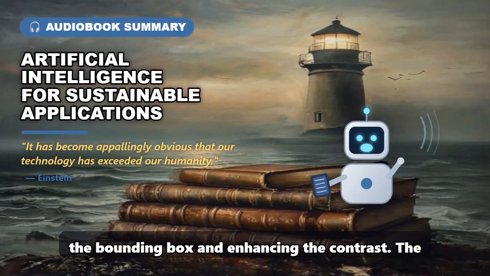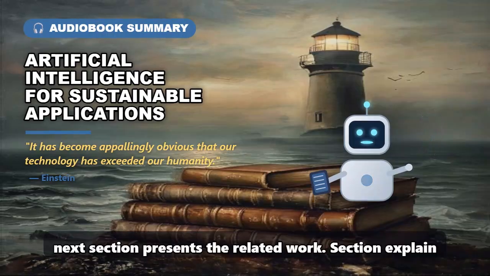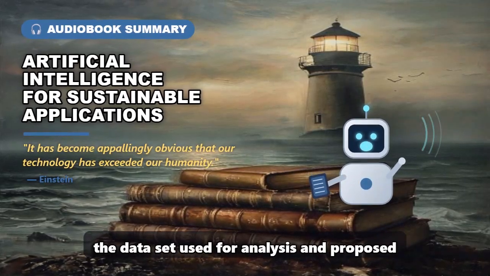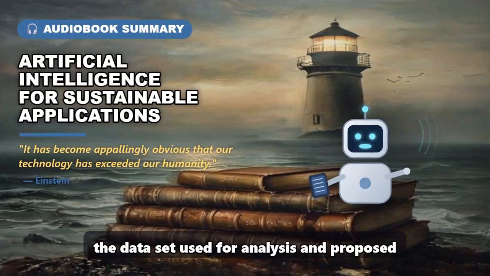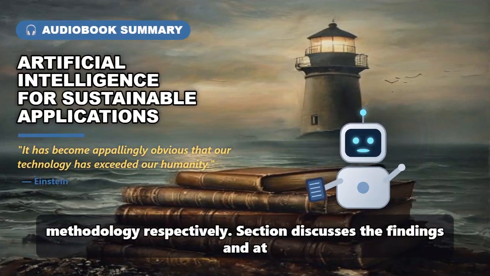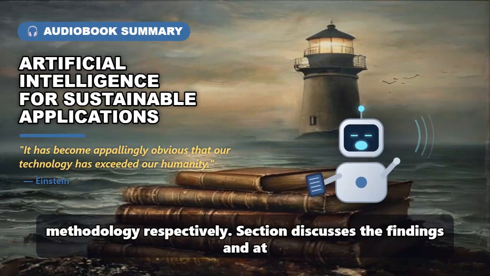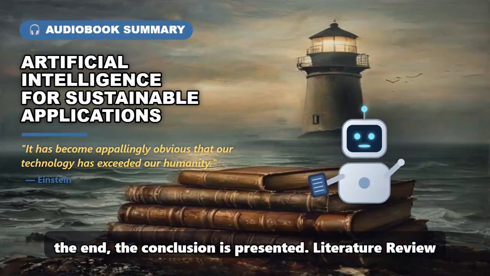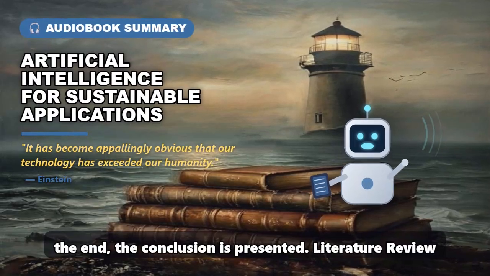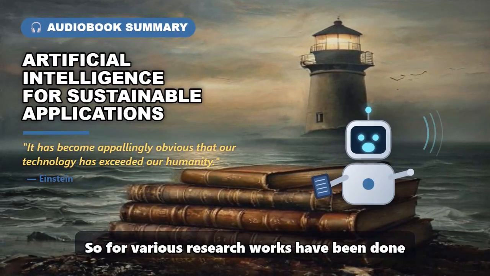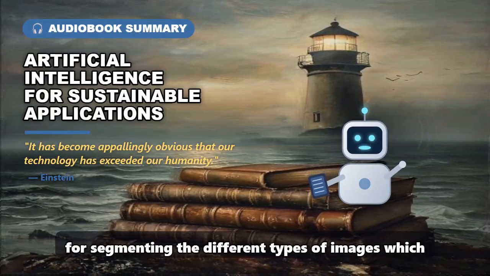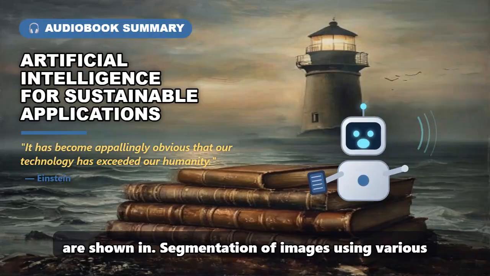The next section presents the related work. The following sections explain the data set used for analysis and the proposed methodology respectively. Another section discusses the findings and at the end, the conclusion is presented. Literature review. So far, various research works have been done for segmenting different types of images, which are shown in segmentation of images using various techniques.